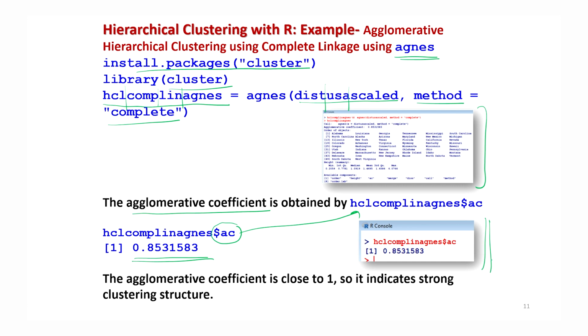And this is here the screenshot. So you can see here that this agglomerative coefficient is close to 1. So it is indicating that there is a strong clustering structure, right? So this is visible from here, 0.85.